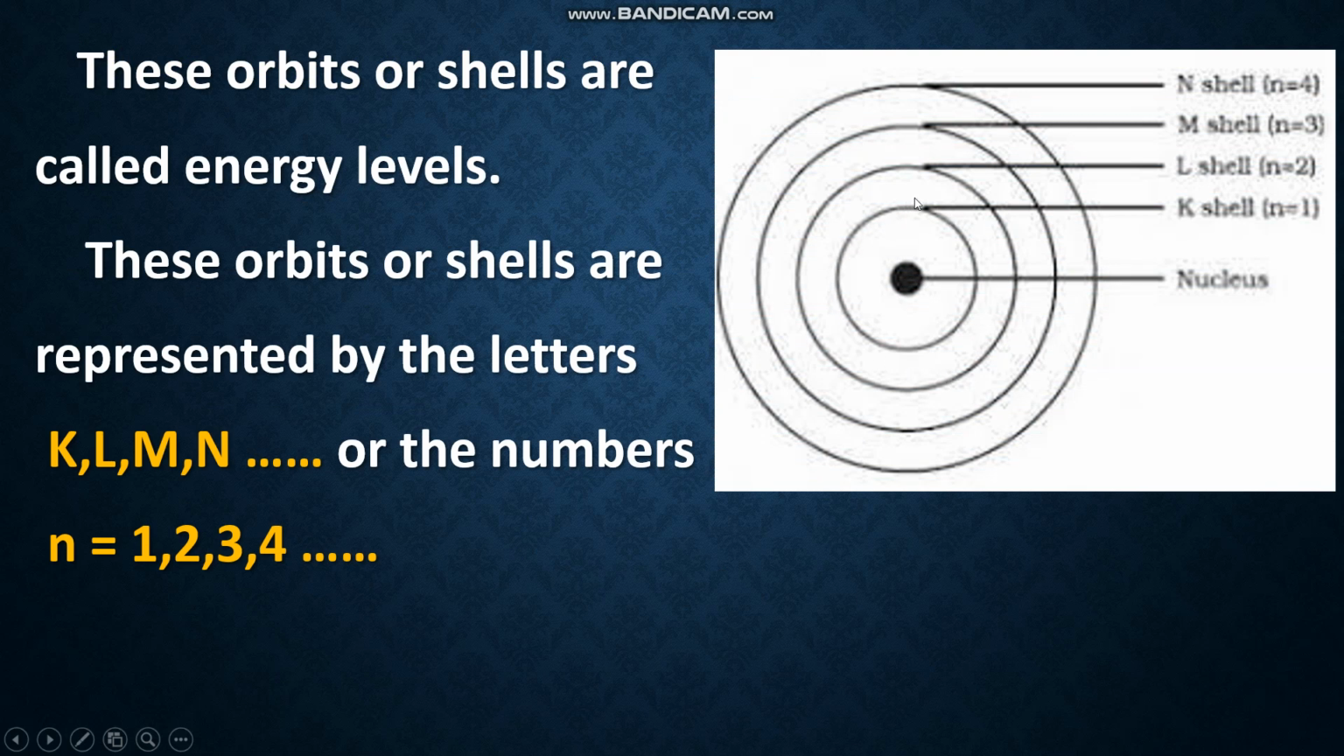First shell or orbit or energy level, it is called K shell. Second one L shell. Third M shell. Fourth N shell and so on.